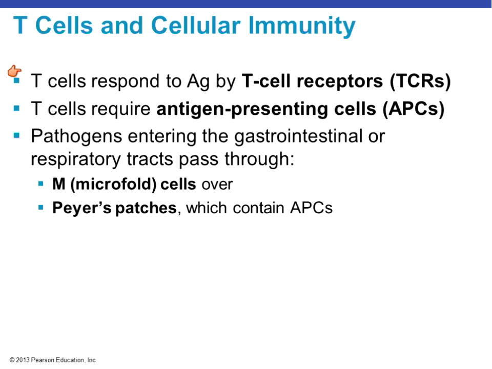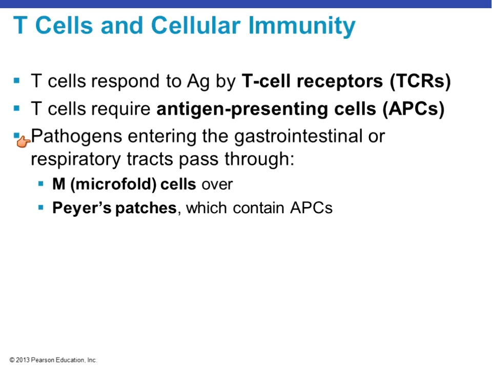So T cells respond to antigen by what we call T cell receptors. T cells require antigen-presenting cells. The pathogens that are entering through your gastrointestinal tract or respiratory tract are going to pass over a second class of cells, because you're introducing these things from the outside of your body to the inside of your body, so they're going to be loaded with bacteria. And you have microfold cells and Peyer's patches that also contain antigen-presenting cells. Just as we saw in our very first discussion when we talked about the B cells, those B cells can sometimes act as antigen-presenting cells.